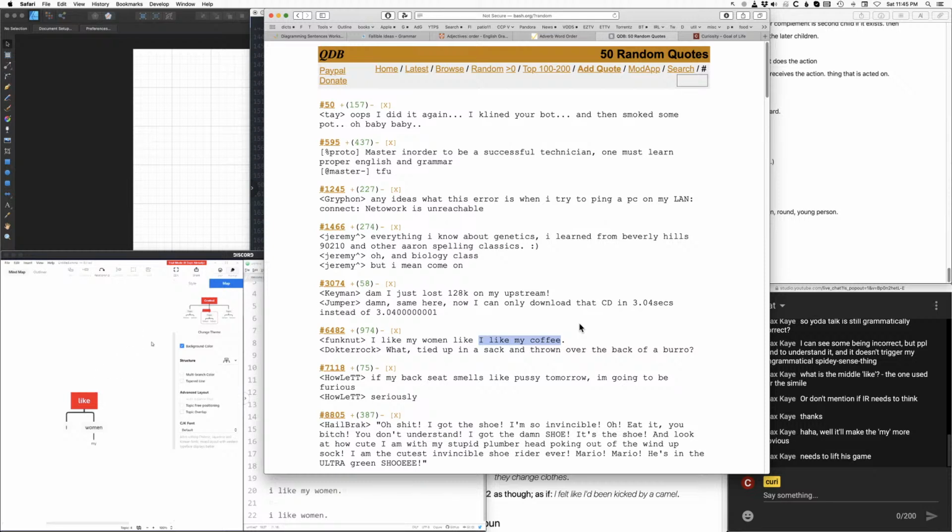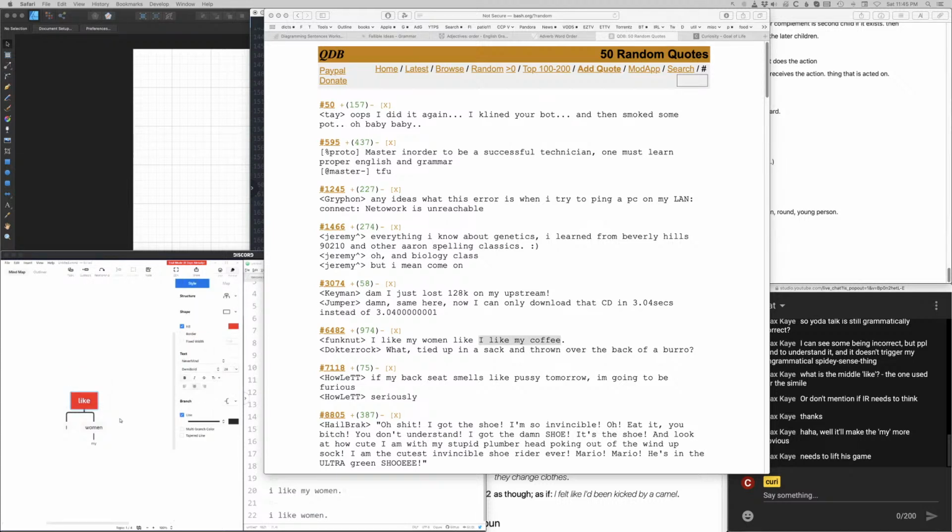Okay. And then there's another thing. In what way do you like your women? Would be like, I greatly like my women. That would be an adverb. It would be modifying like. Okay, so in what way? It would be modifying this original like? If it was I greatly like my women, then yeah, greatly would modify like.